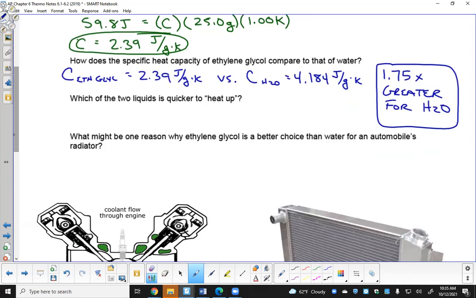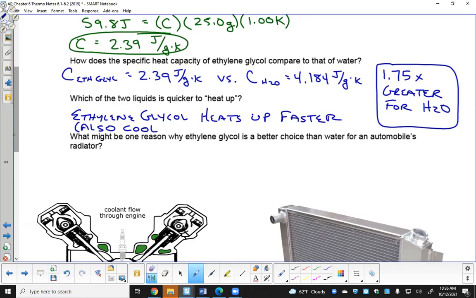When it comes to ethylene glycol versus water, the one that's going to heat up quicker is the one with the smaller specific heat capacity. To raise the temperature of 1 gram of this by 1 Kelvin, it takes less energy. So if you're applying a constant heat source, this will heat up at a faster rate than the water. It also cools down faster, by a factor of 1.75 than water. And that's why they put it in the radiator for your car.